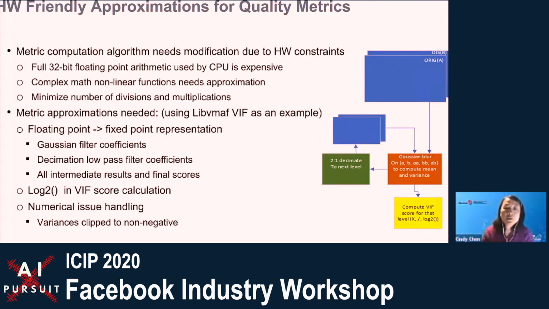Our next experiment focuses on algorithm modifications that are needed for hardware implementation. The original CPU-based software algorithm cannot be implemented as is in hardware due to a few challenges. For example, full 32-bit floating point arithmetic on CPU is very expensive for ASIC. Complex mathematical nonlinear functions require hardware-friendly implementations due to limited area, precision, and timing. We also need to minimize the number of divisions and multiplications as they require more hardware complexity and thus more power. Let's take the most complex metric we propose to accelerate, the VIF metric, as an example.